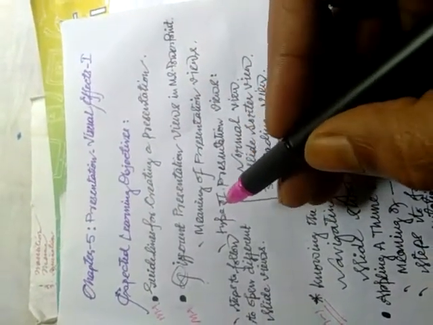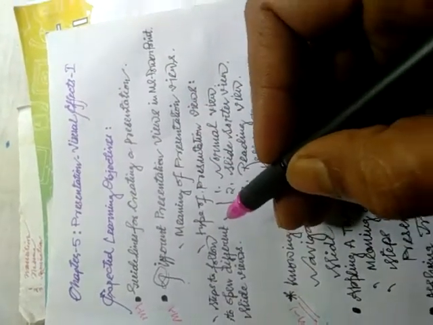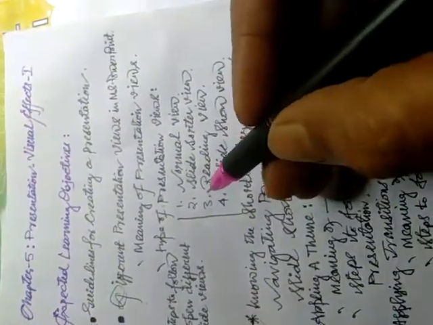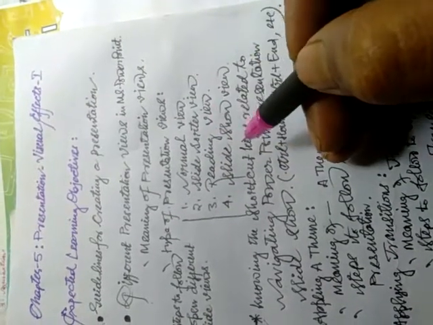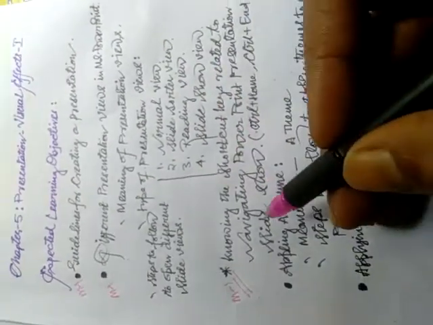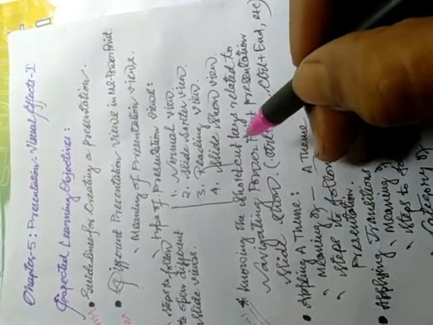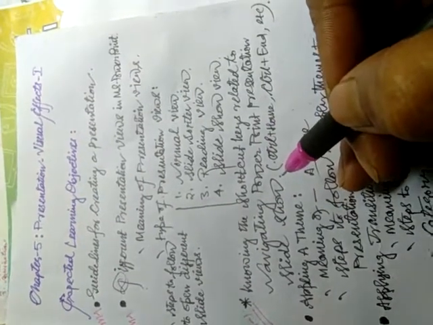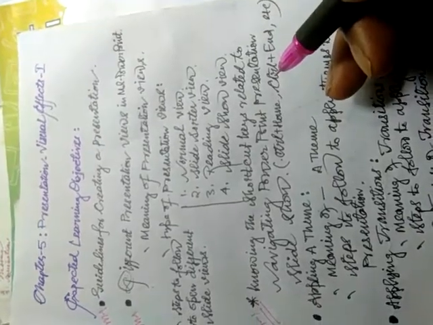In this case, we have to know first the meaning of presentation view, thereafter the types of presentation views. There are 4 types of presentation views: normal view, slide sorter view, reading view, slideshow view, and finally we have to deal with the different shortcut keys related to navigation in a PowerPoint presentation slideshow, such as Control plus Home, Control plus End, etc. So let's start this chapter.